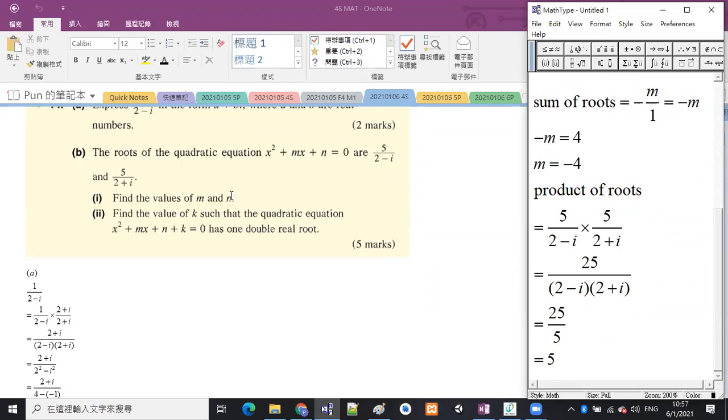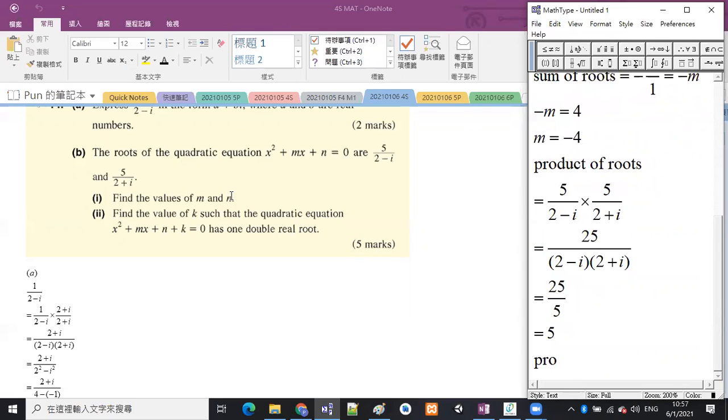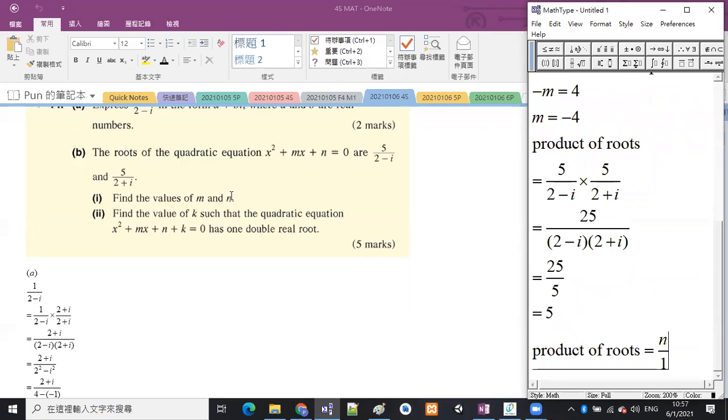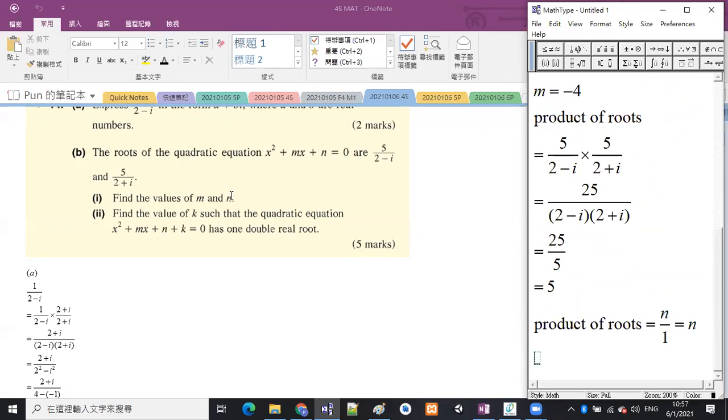So on one hand, the product of roots can be calculated to be equal to 5. But on the other hand, the product of roots can also be found by using the formula c over a. In our equation, c is n and a is 1, so that is equal to n. On one hand, the product of roots is equal to 5, and on the other hand, it is equal to n. So we can say that n is equal to 5. That is how we can find the values of m and n.